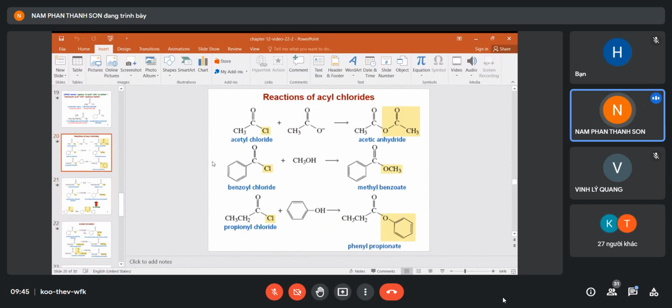Okay. And of course, we can have the anhydride. We can carry out the reaction with a salt, CH3COO anion. You studied this reaction at high school, molecule of carboxylic acid, and then we have anhydride. We can use chloride to make anhydride.